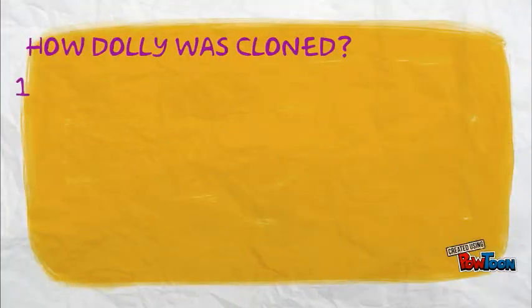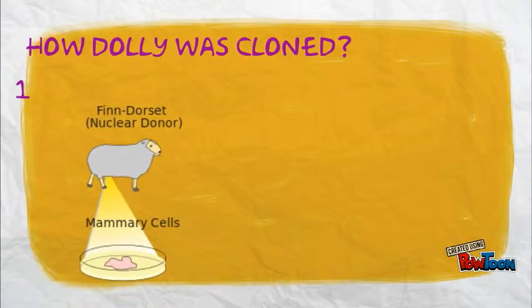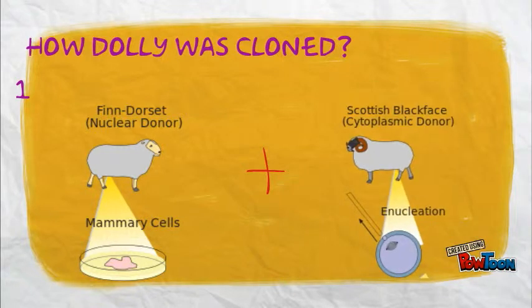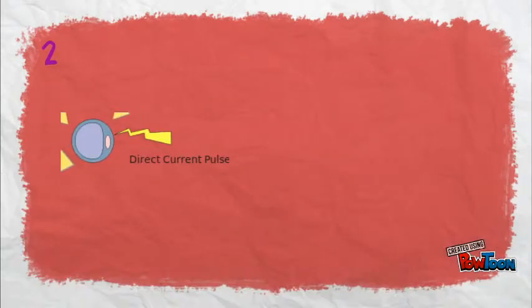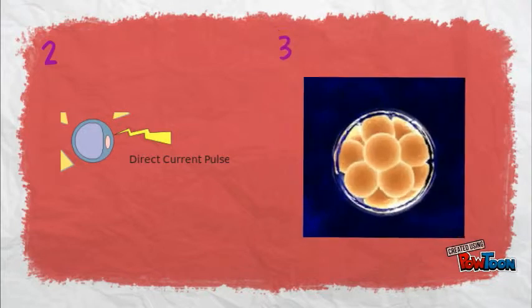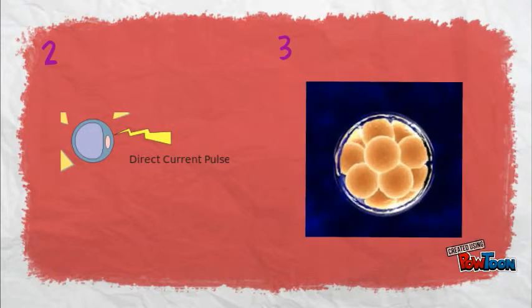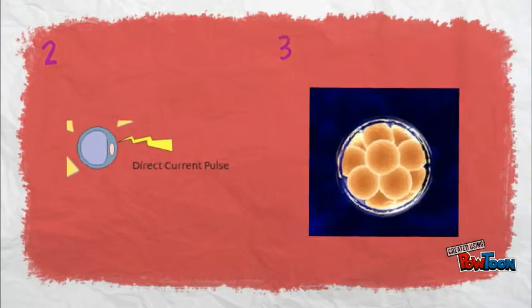How was Dolly cloned? To do the cloning, scientists used an udder cell from a Finn Dorset white sheep and reprogrammed the udder cell. After that, they injected the cell into an unfertilized egg cell that came from a Scottish Blackface ewe, which had had its nucleus removed. They made the cells fuse by using an electrical impulse. Then, they cultured it for 6 to 7 days to make sure the cell developed into an embryo before implanting it into a surrogate mother.